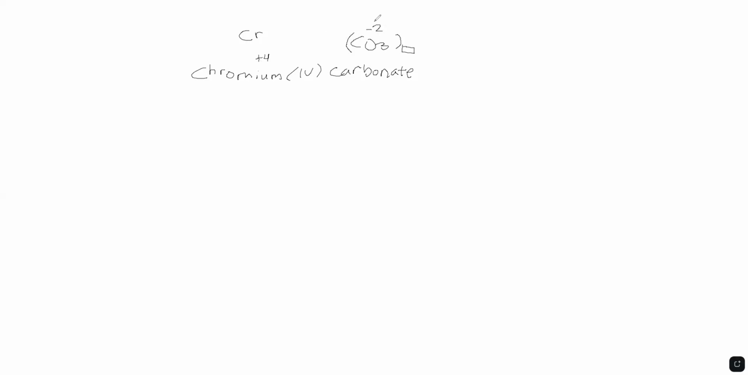So the question is, how many carbonates do we need to make this neutral? How many -2s are needed to make it a -4? The answer is 2. We need 2 of those. So the formula for chromium(IV) carbonate based on the +4 charge is Cr(CO3)2. So it's 1 chromium atom for every 2 carbonate molecules. That's the ratio we need between the 2 to keep this electrically neutral. Okay, not too bad. But let's try a few more.